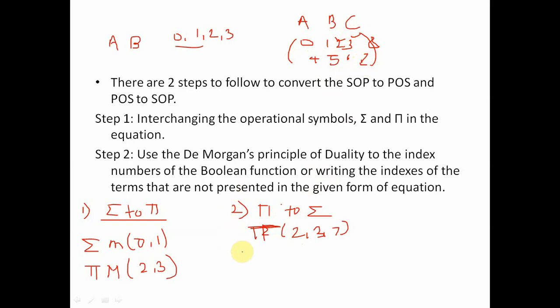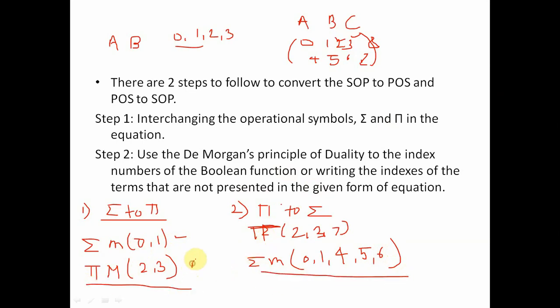So the remaining numbers are summation m of 0, 1, 4, 5, 6. These are the absent numbers. Applying De Morgan's theorem, this one is the POS form and this one is the SOP form. These are the two steps related to this equation.